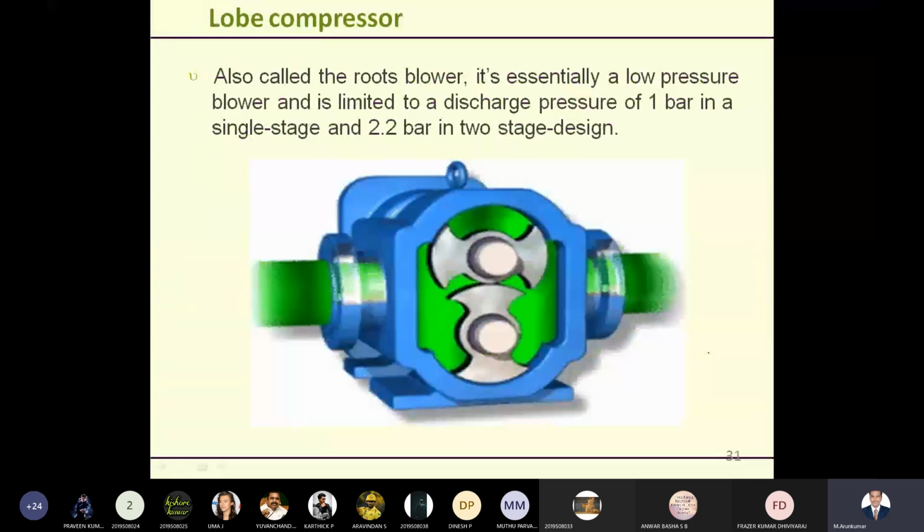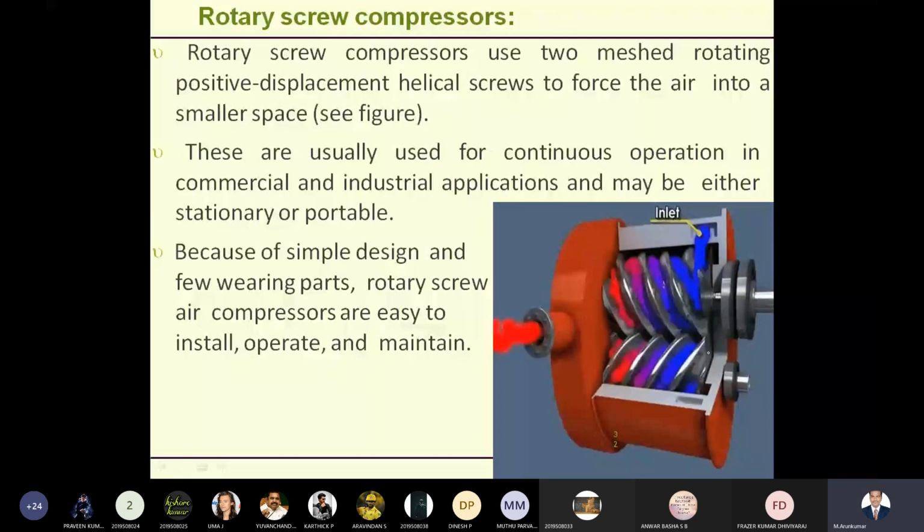This is the low compressor, which comes under rotary compressors. It is also called a roots blower. It's essentially a low pressure blower, limited to a discharge pressure of 1 bar in a single stage and 2.2 bar in a two-stage design. Actually, this is also called a root blower. So it's like a blower. You know what a blower is? And the maximum pressure is 2.2 bar in the case of two-stage.